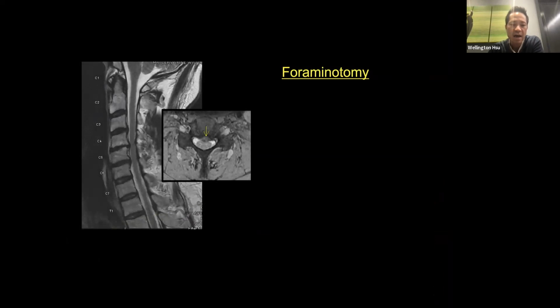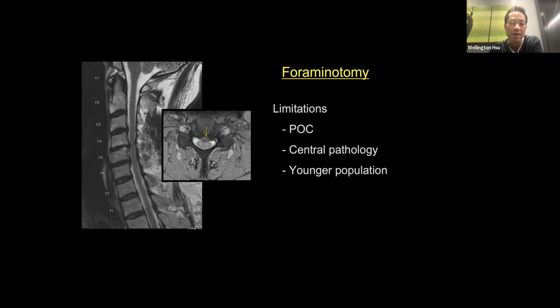These are the kinds of discs that are not good foraminotomy candidates. The central disc that's calcified, even the posterolateral disc that's calcified, is also not a good candidate, unless you're just looking to decompress and hope for the best. So a CT scan is certainly considered before we do a foraminotomy.